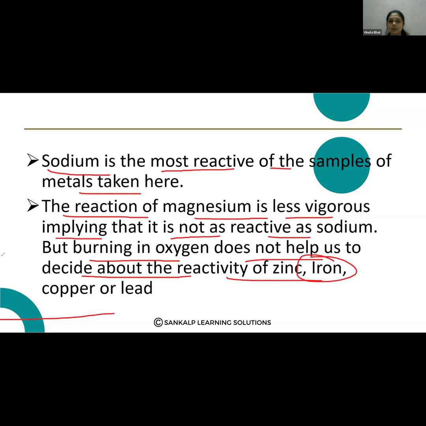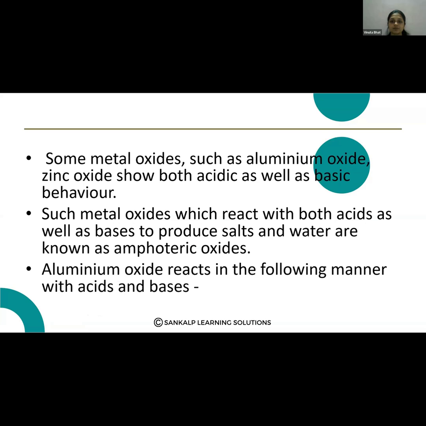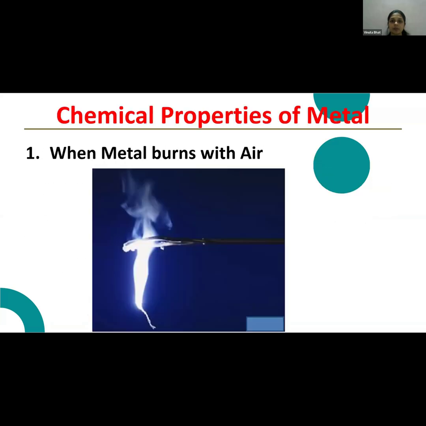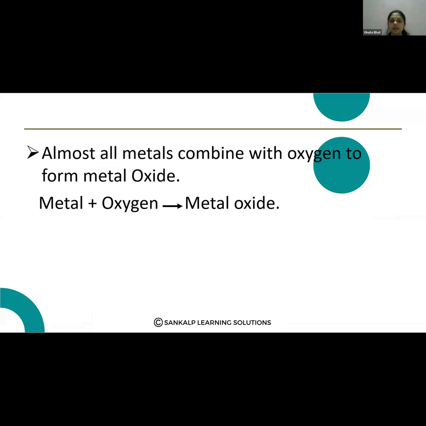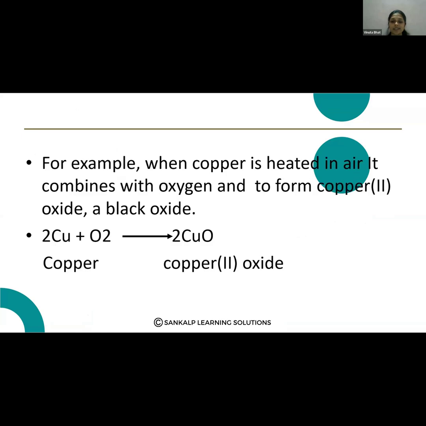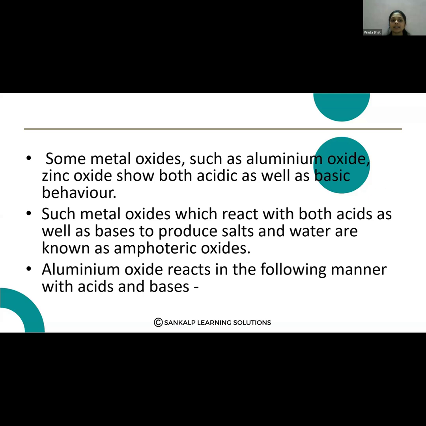So this is the important thing that we learned: the metals' reaction with air. When a metal burns in air, commonly it forms the metal oxide. These are two examples which form the metal oxide, aluminium and copper. Then some other metals, how they react with atmospheric oxygen.